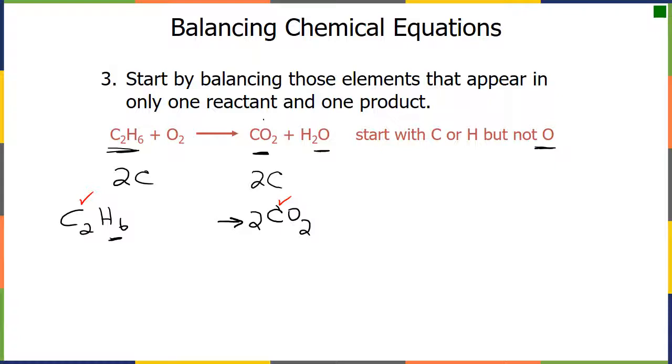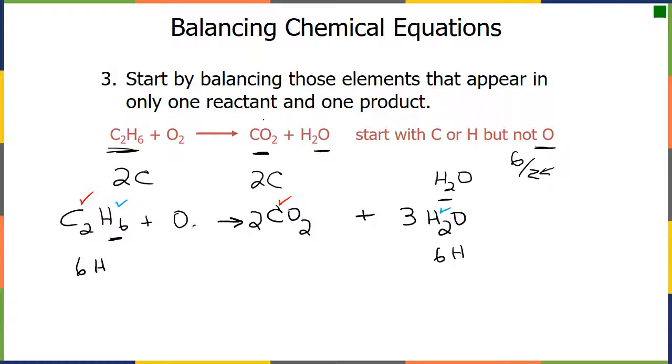The next element we have to balance is hydrogen. Here we have 6, and on the product side, we have H2O. For every H2O, we have 2 hydrogens. But we need 6 hydrogens. So if we take 6 and divide it by 2, because hydrogens come in packages of 2, we are going to have 3 H2Os, giving us 6 hydrogens and 6 hydrogens. So at this point, our carbons are balanced and our hydrogens are balanced, which leaves us with the oxygens.